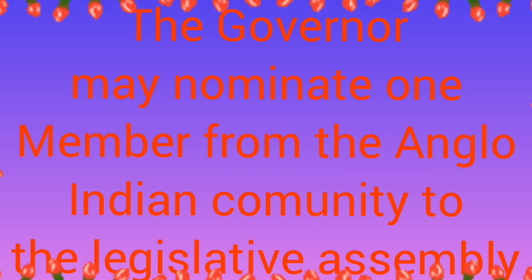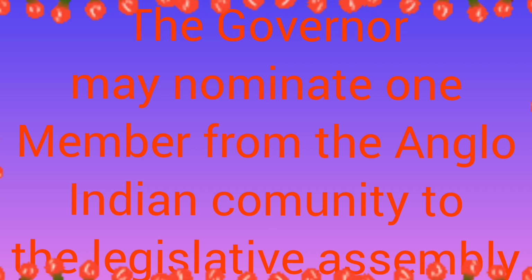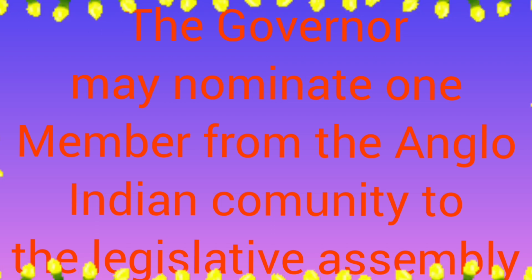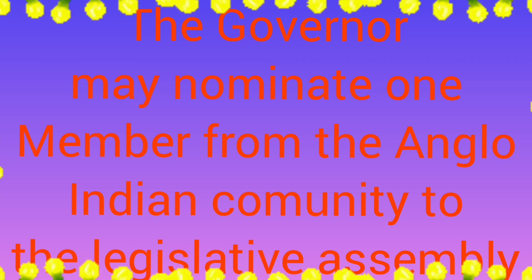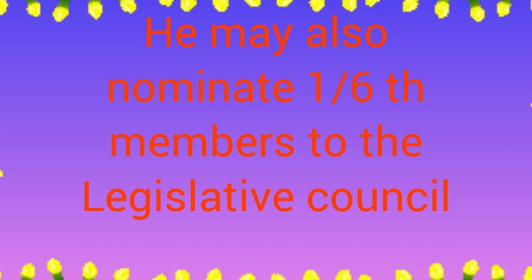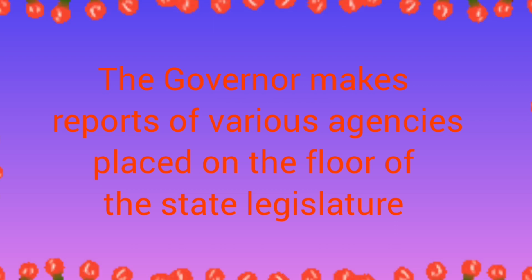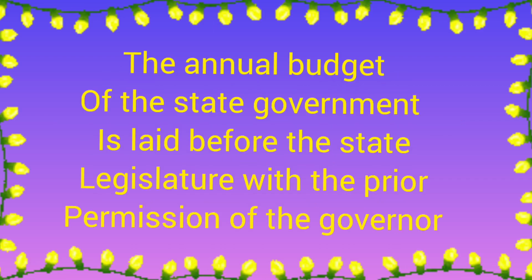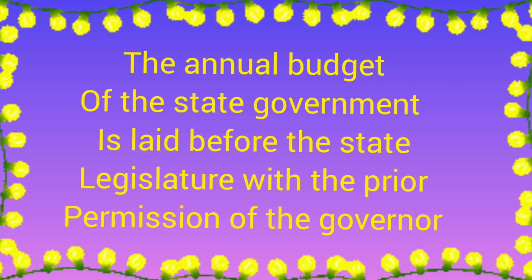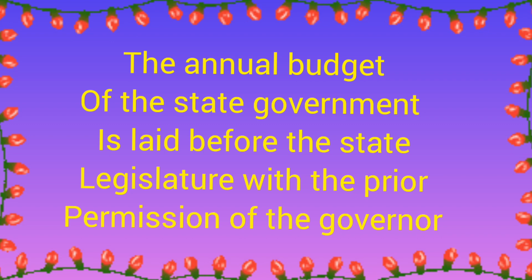The governor may nominate one member from the Anglo-Indian community to the Legislative Assembly. If there are Anglo-Indian people in a state and they are not duly represented in the state legislature, he may also nominate 1/6 members to the Legislative Council. The governor makes reports of various agencies placed on the floor of the state legislature. The annual budget of the state government is laid before the legislature with the prior permission of the governor.